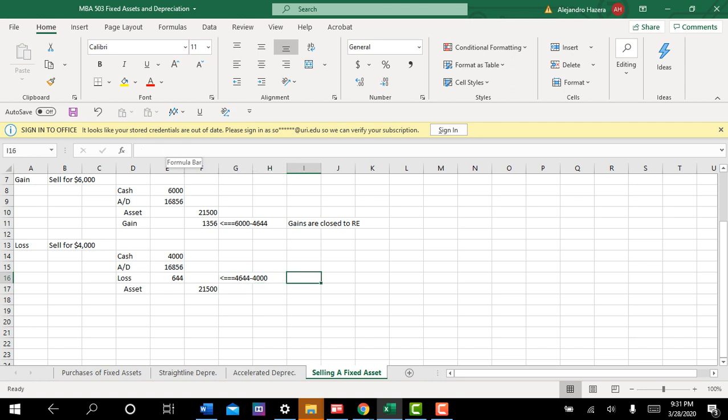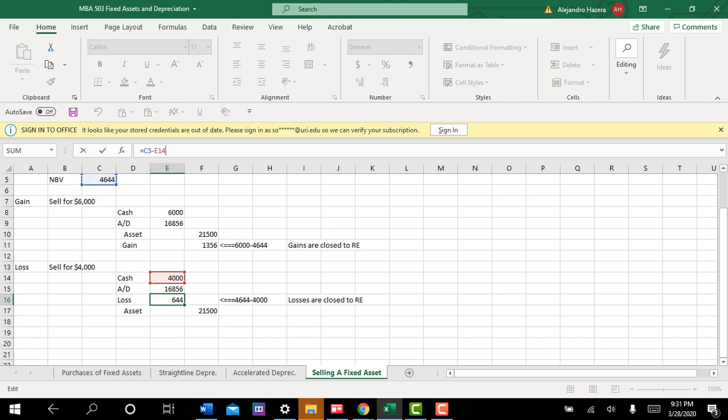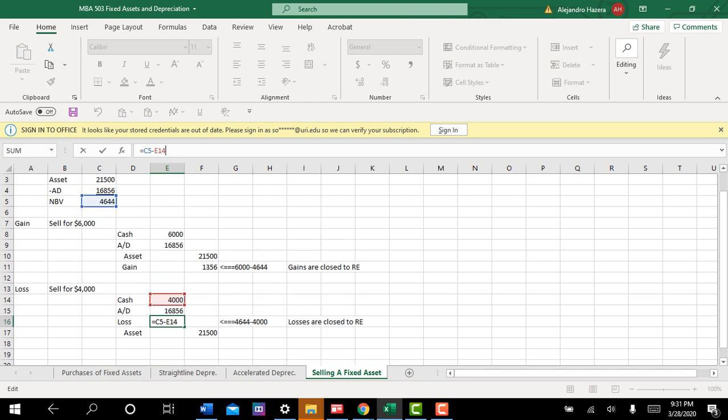I'm going to say here losses are closed to retained earnings. Okay, and I'll just go ahead and point that out again. Let's go up here and get this here. It's those two numbers right there. 46.44 less 4,000. So they gave you 4,000 for something worth 46.44. So you lost $644.